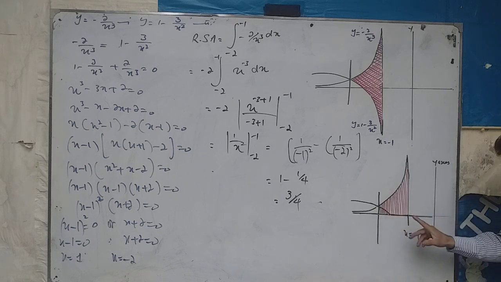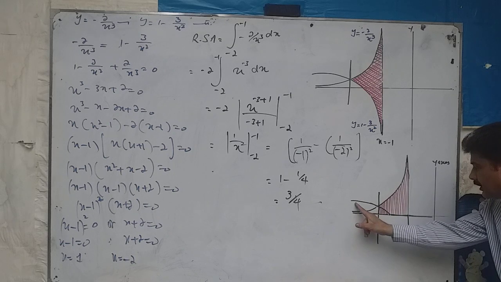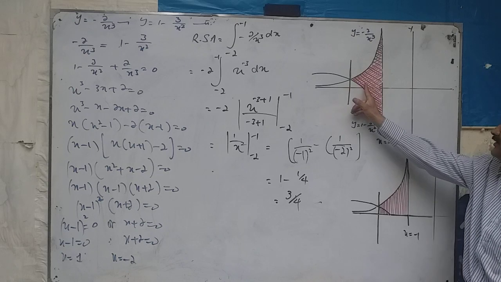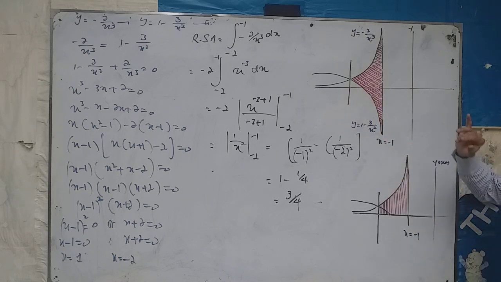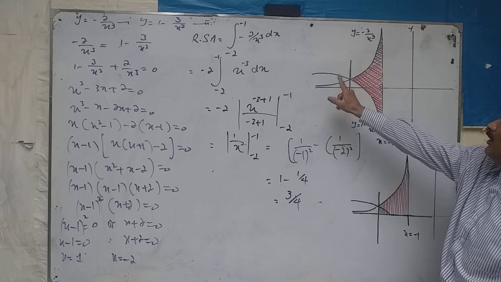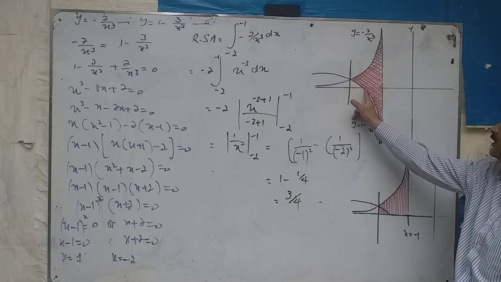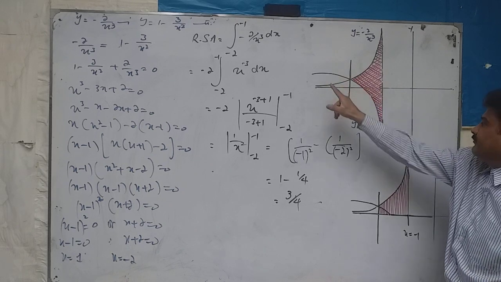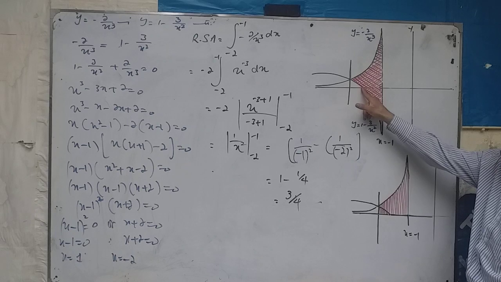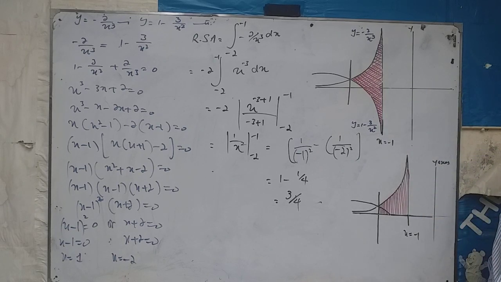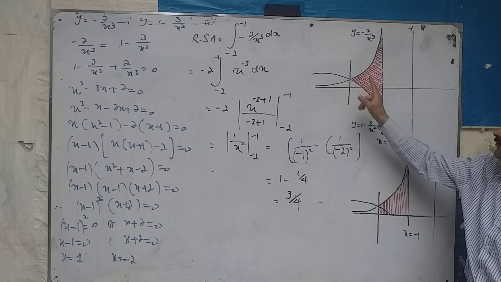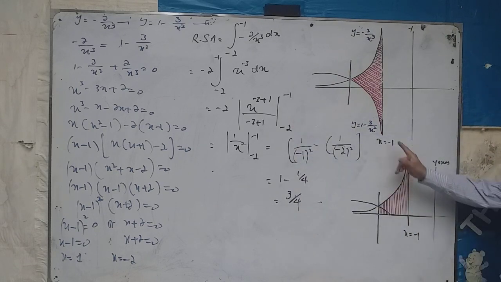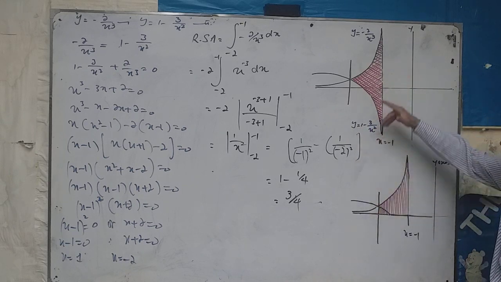To find this smallest area, we have to find the point where this curve cuts the x-axis. I mean to say we have to find the x-intercept of this curve. In this way, we can easily find this point where the curve y equals 1 minus 3 over x squared cuts the x-axis. How can we find the x-intercept of this curve? Just put y equal to 0 in this equation.